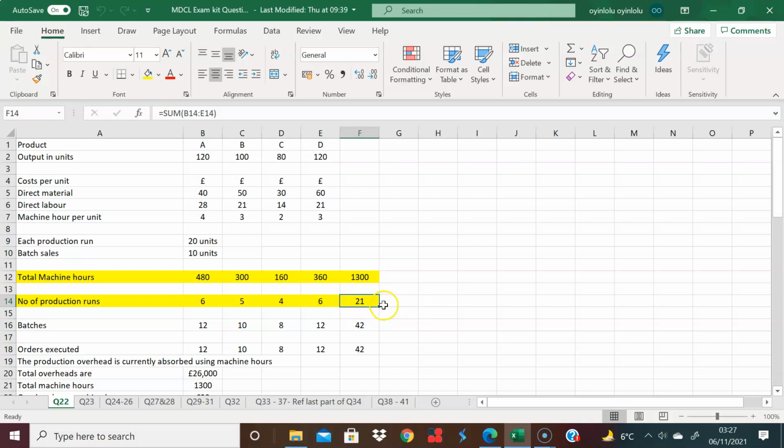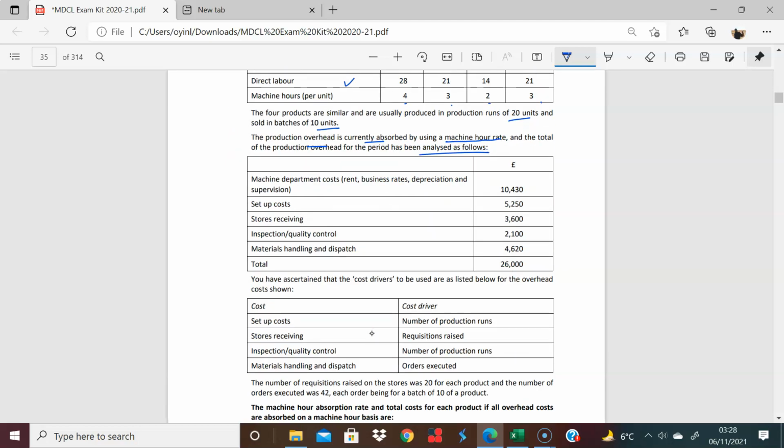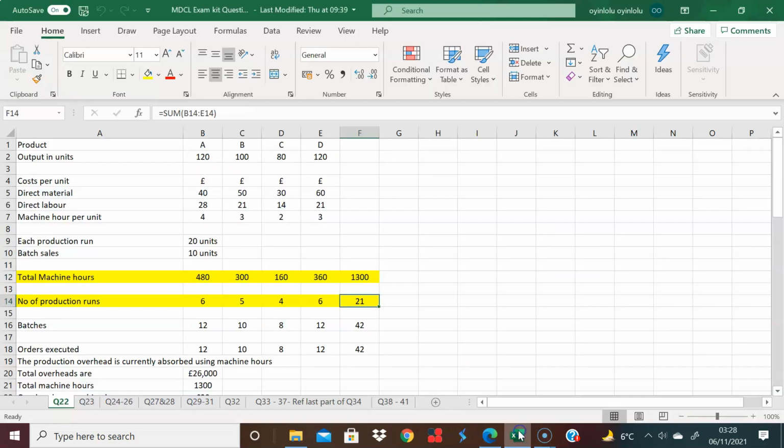I will need this information later on because I will be given the total cost of all the production runs, and I can find what the cost of a production run is. This question also tells me that the production overhead is currently absorbed using a machine hour rate, and the total has been analyzed as follows. The point here is that for my traditional absorption costing, I'm interested in just the total. So my total of 26,000 is absorbed over machine hours.